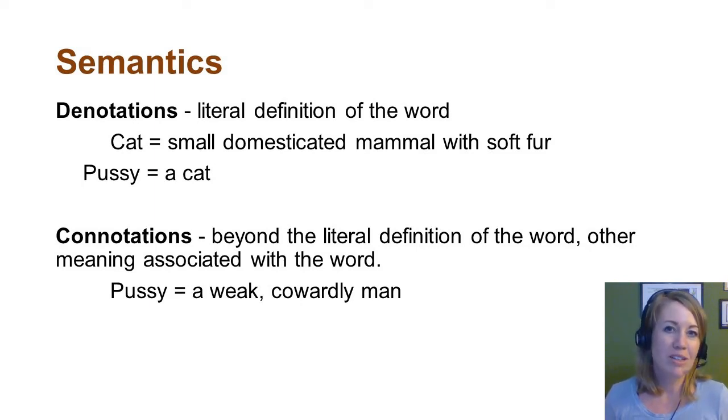So I know when I use the word pussy that you thought of several different definitions. I'm going to stick with one and play it safe, but pussy, you are a pussy, could mean you are a weak, cowardly man, right? So pussy doesn't just mean cat. Depending on how I'm using it, it has a negative connotation of meaning someone's cowardly, right? And specifically, per the dictionary, it says man, not woman, for the record. So that's the difference between denotations and connotations.